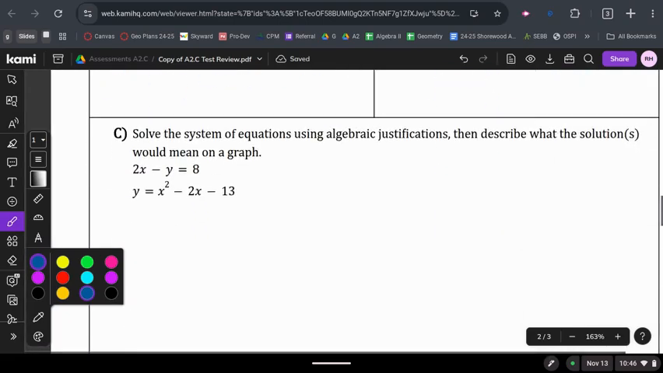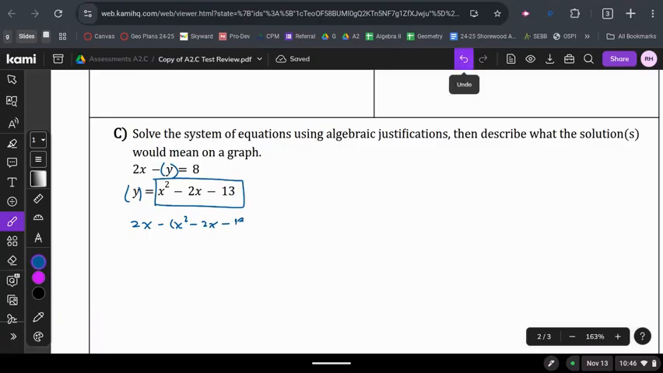And for this last problem, I've got the y already isolated, so I can just substitute this in for y in the top equation. Absolutely, you need those parentheses because we need to distribute that negative sign to all of the terms. It's not plus 13 is equal to 8. So that negative 1 is distributed to all the terms. We get 2x minus x squared plus 2x plus 13 is equal to 8. And I like to keep my a value positive, so that's a negative sign right there.